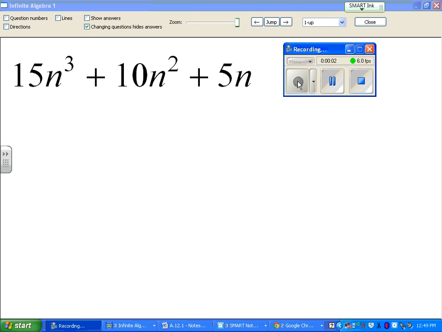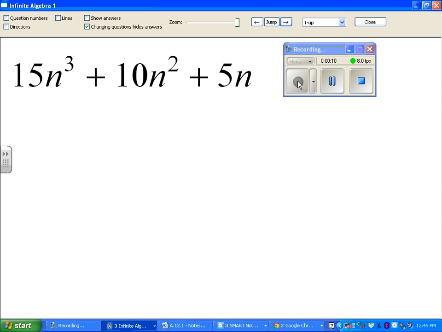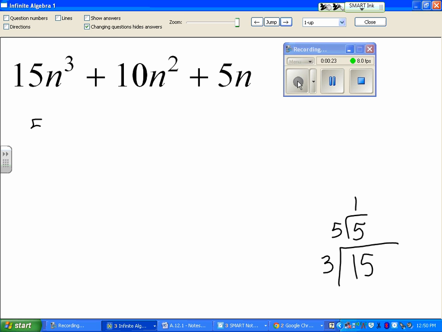Our second example, when you're factoring, is 15n to the third plus 10n squared plus 5n. You're being asked to factor this whole thing. So step number one is always the same. You're going to find the factors of each of the numbers. 15: 3 goes into 15 5 times, and 5 goes into 5 one time. So there's your birthday cake we were talking about. 15 is 5 times 3, and there are 3 n's in there because of this right here.